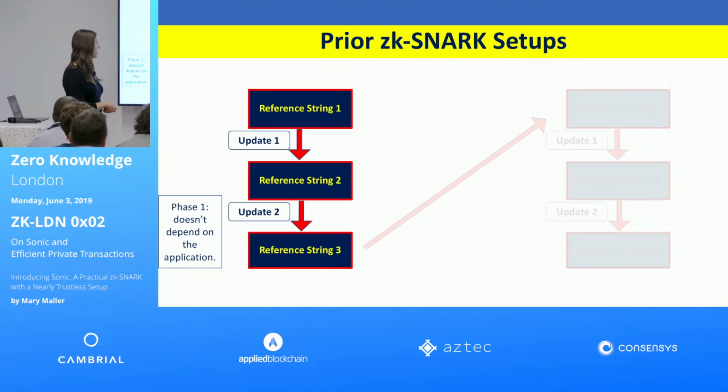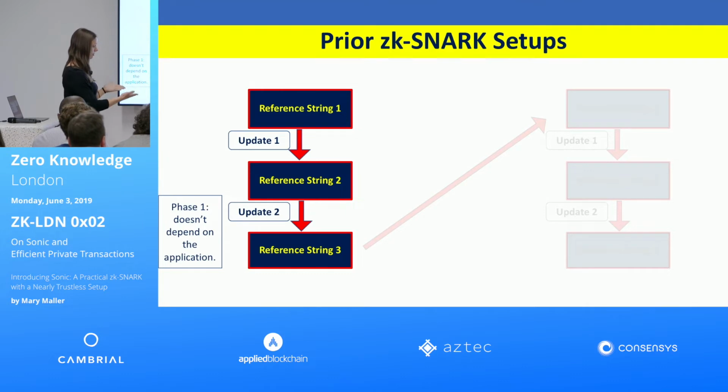So roughly speaking, the setup ceremony for prior SNARKs would work in two phases. In your first phase, you'd start with a reference string that has the structure you want, and then you'd have somebody come along and add some more randomness. Everyone would check that the new statement still had the correct structure, and they would provide a proof that they've updated it correctly.